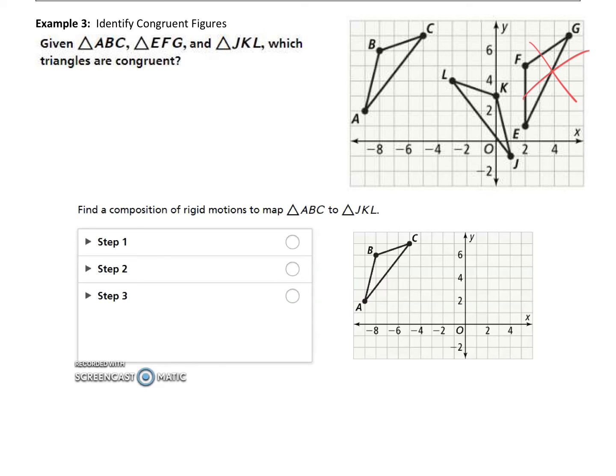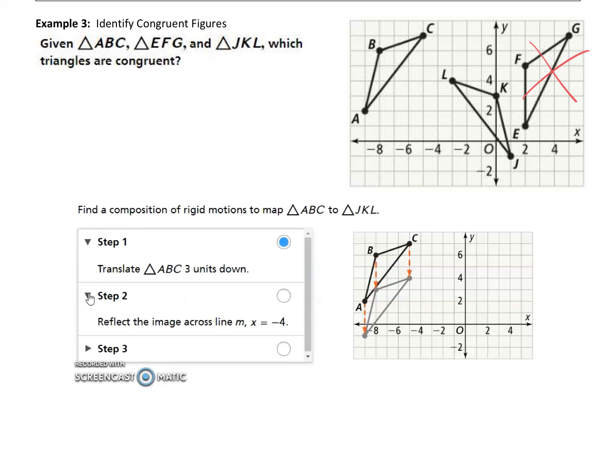Okay, so we've got this nice visual again to see how this composition of rigid motions would work. Here's our triangle ABC. So our first step, let's translate ABC 3 units down. So there we can see each vertex went down 3 units, and this light gray, that's where our triangle is hanging out. Now, can we do anything to get it to map onto triangle JKL? So that's what we're looking for in step 2.